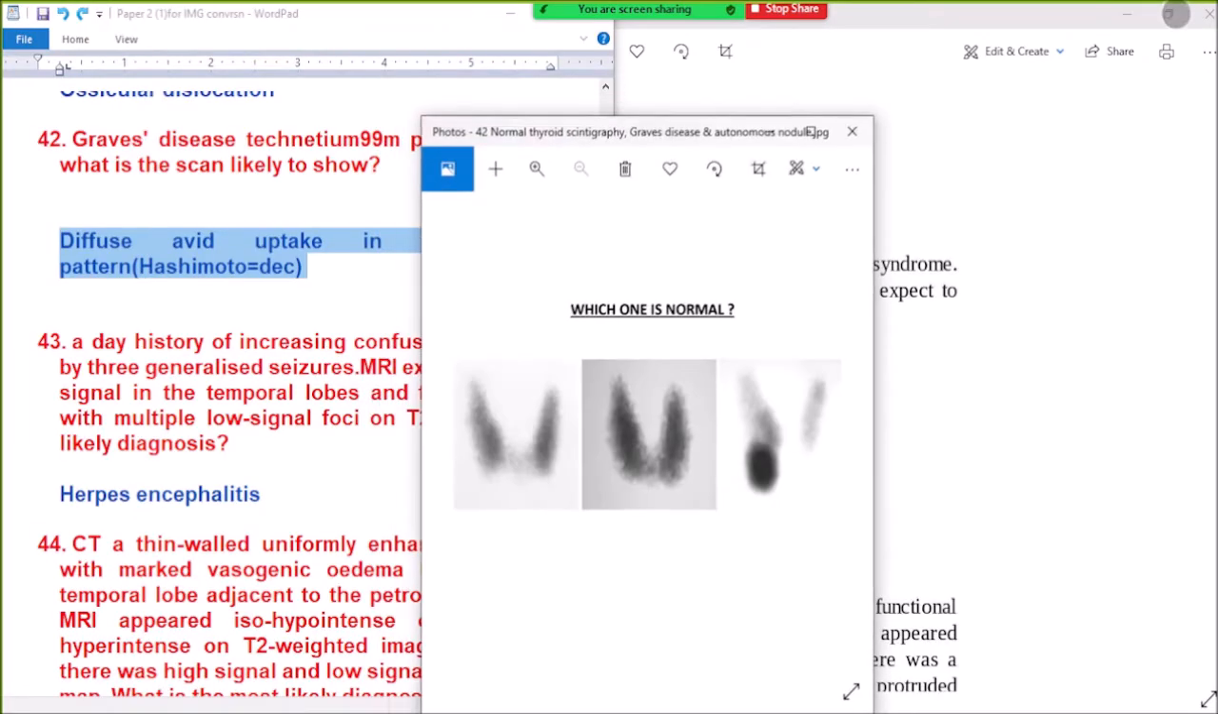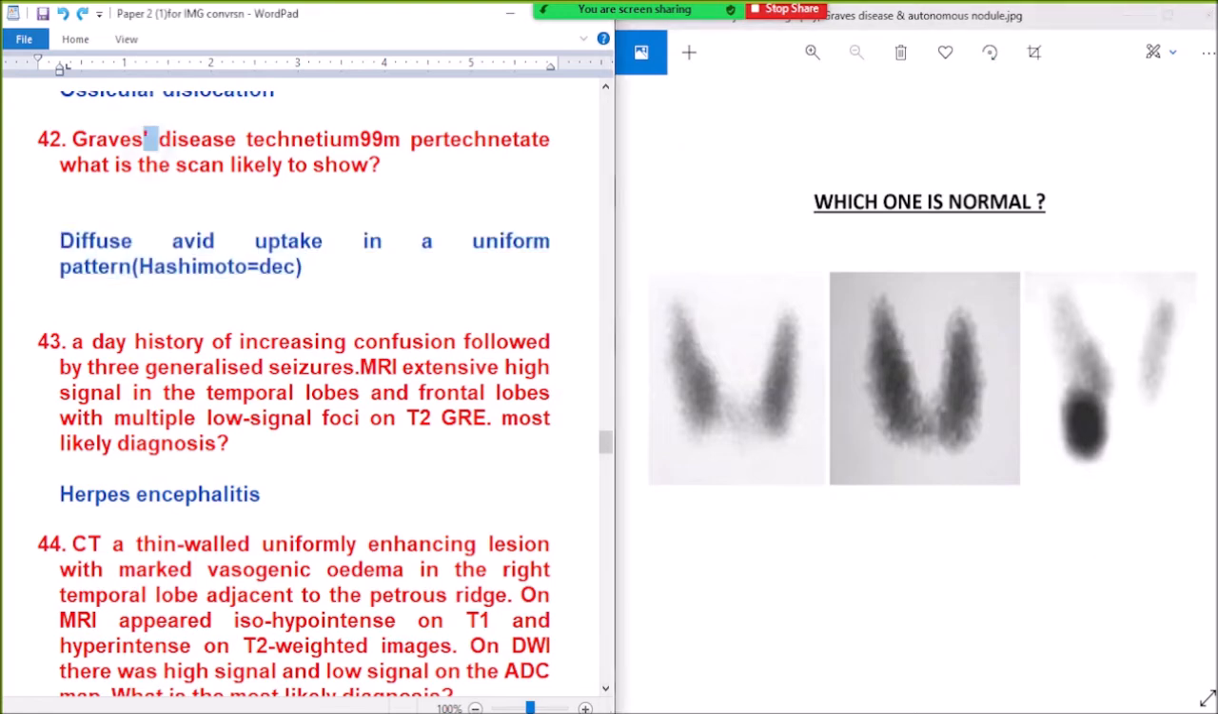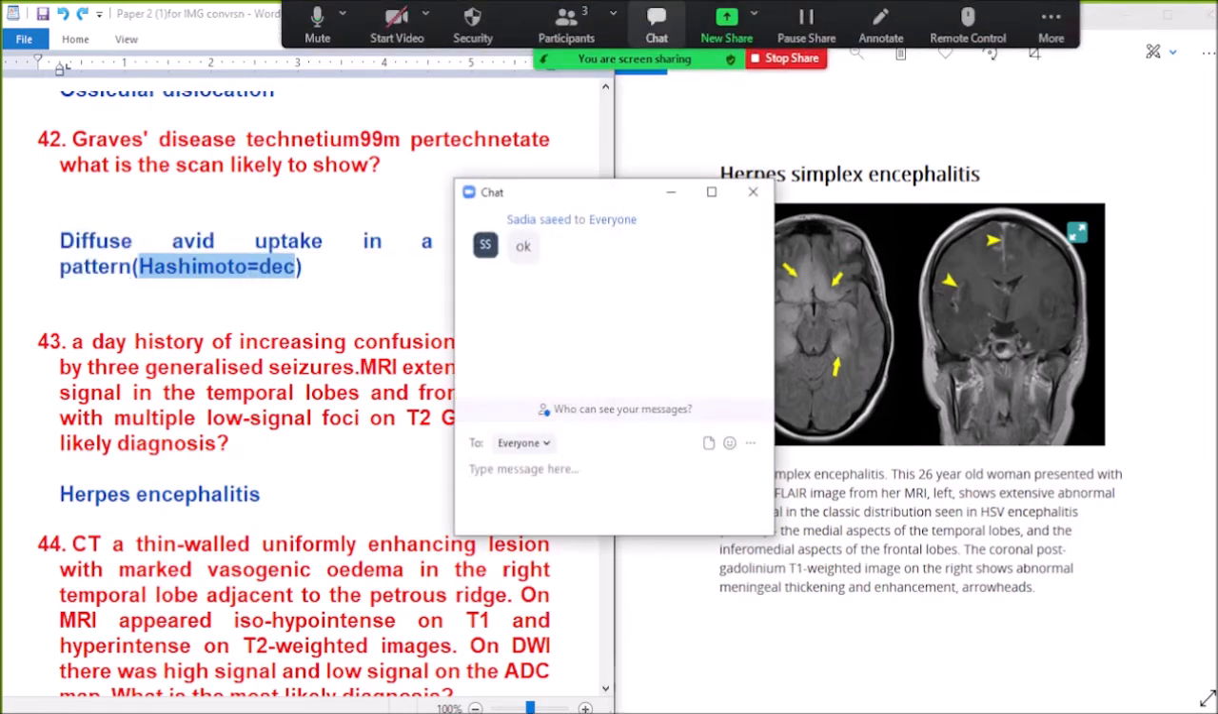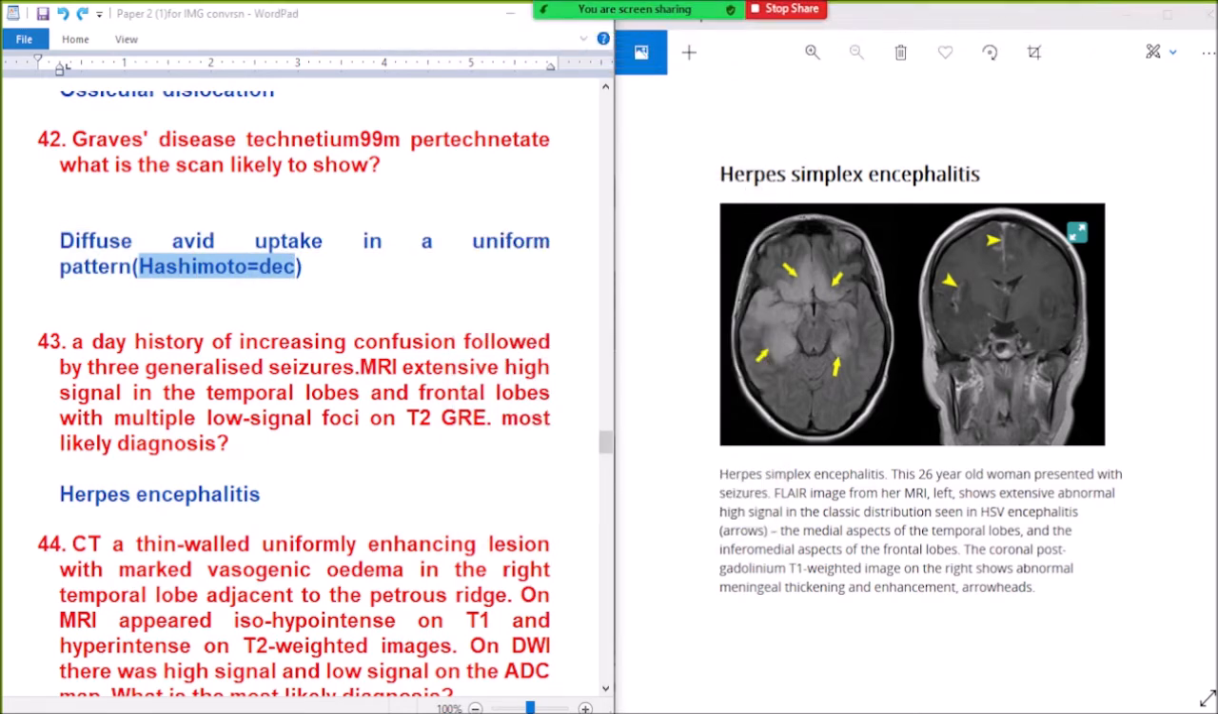Now here they were saying Graves disease, technetium-99m pertechnetate. What is the scan likely to show? Diffuse increased uptake in a uniform pattern. In Hashimoto disease, there will be decreased uptake.